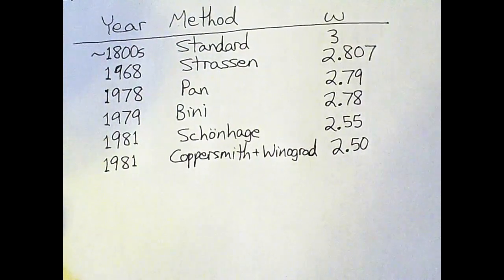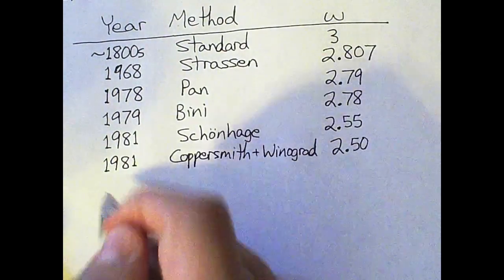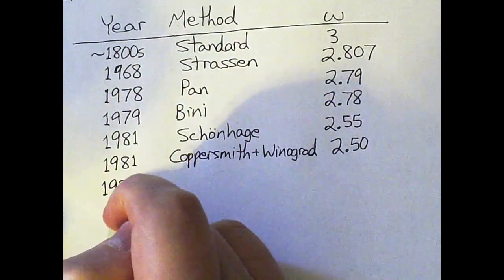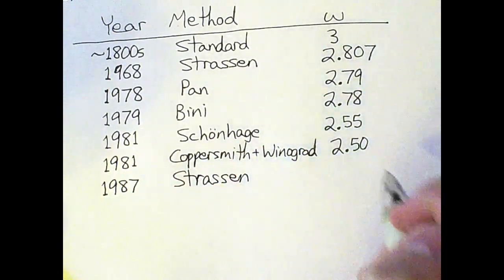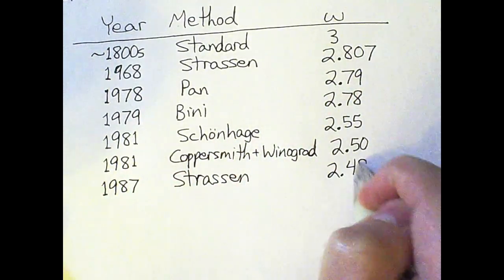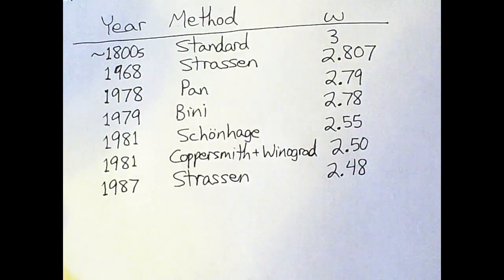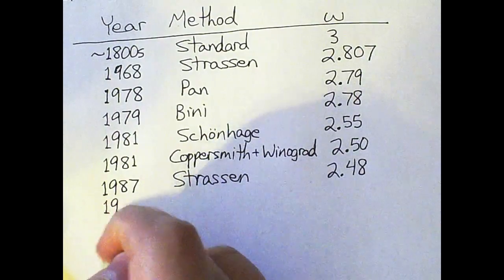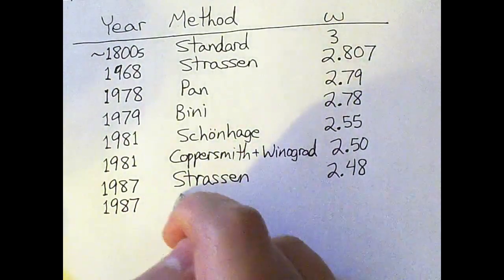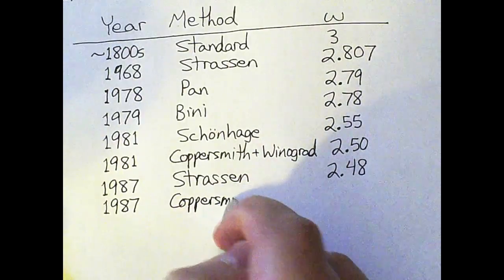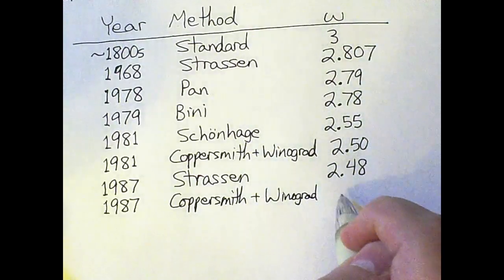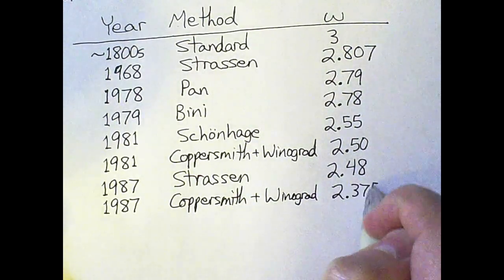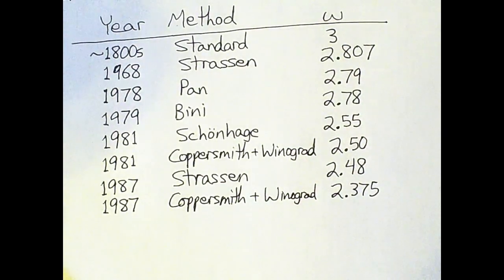I guess I could zoom in on this. In 1987, Strassen strikes back with a method that brought down omega to 2.48. But that same year, later that year, Coppersmith and Vinograd again found a better method, 2.375. So you see there was a lot of progress in the 70s and 80s.